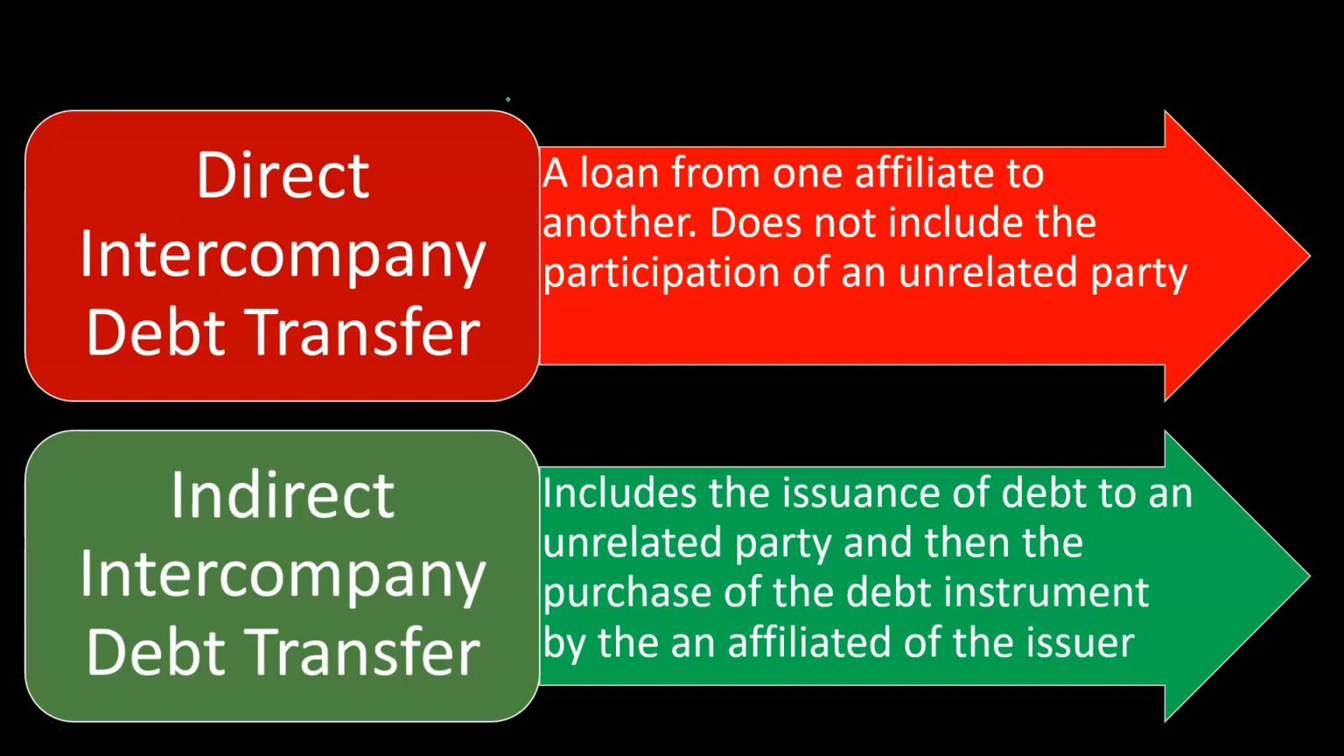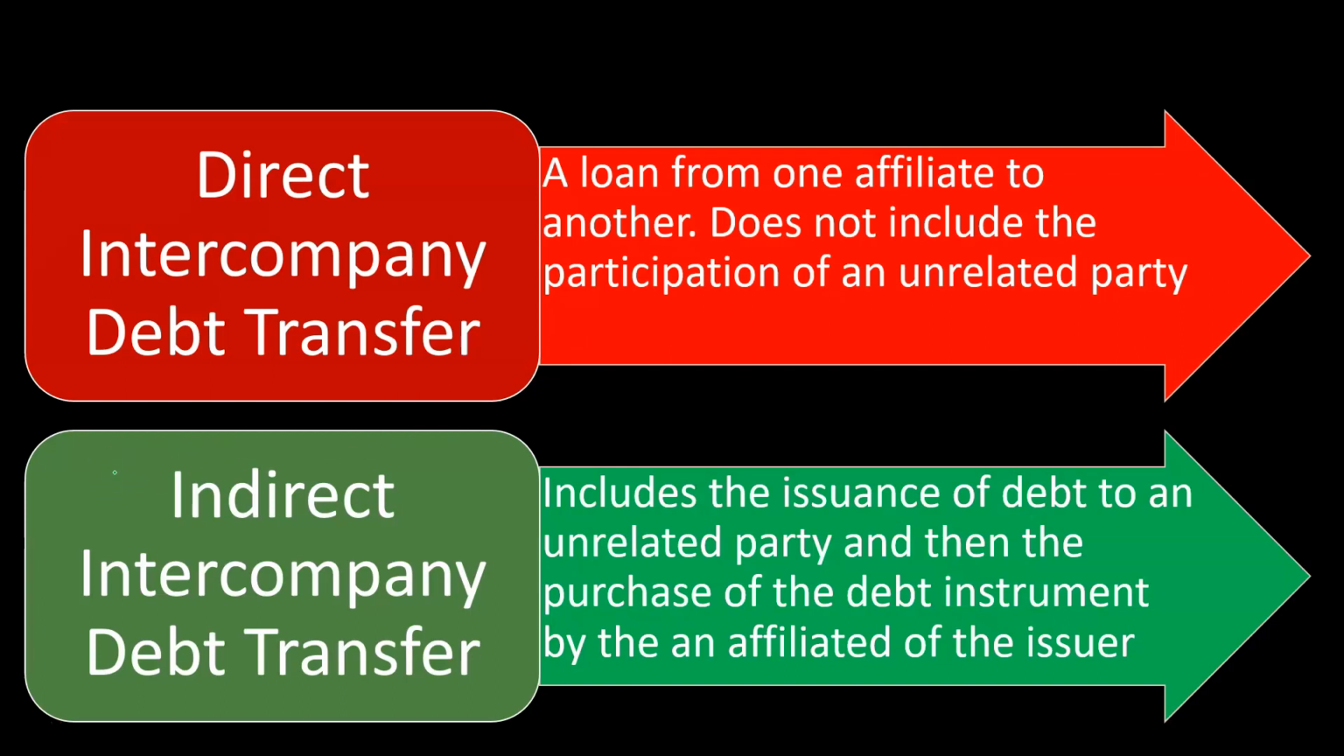So you could think of debt being issued, or say bonds being issued from parent to subsidiary or subsidiary to parent. Does not include the participation of an unrelated party. In other words, there's no third party to this equation. This is an A and B relationship, A-B transaction, no C involved in it. Very straightforward. That's going to be a more simple type of transaction to deal with within the consolidation process.